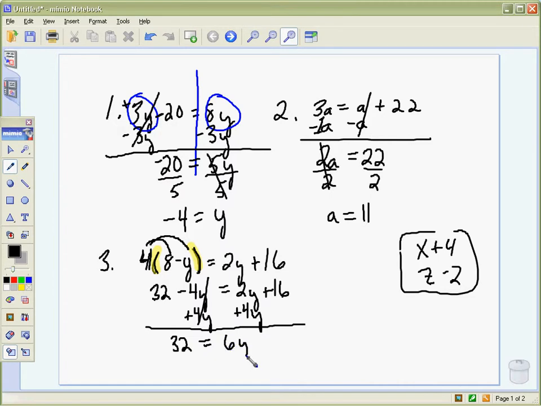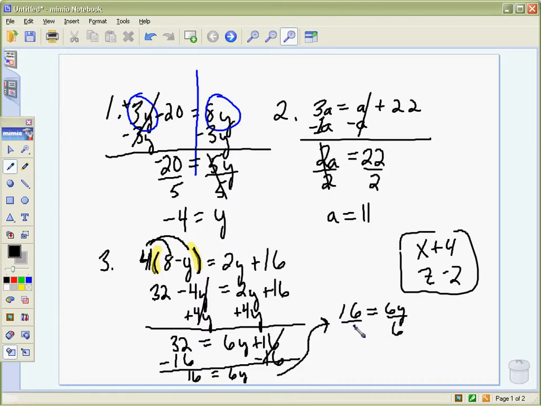So I bring down everything that's left, so I get 32 equals, remember my 4y's went away, a positive 6y there, plus 16. Now since I've already committed to put my variables on the right side of the equation, I'm now going to take my constants, which are the numbers without the variables, and put them on the other side. So I had 16 being added, so I'll subtract 16 from both sides. And I get 16 is equal to 6y. So I divide by 6 on both sides.